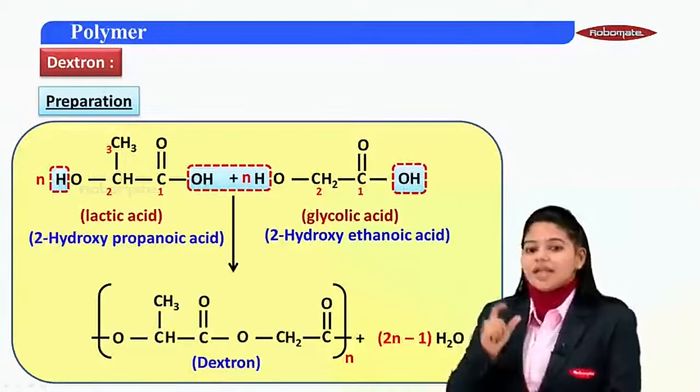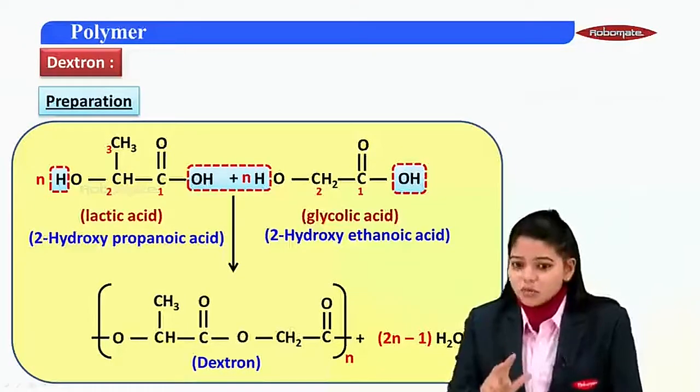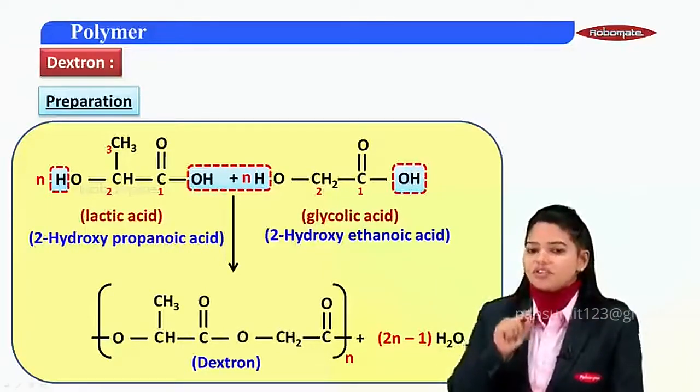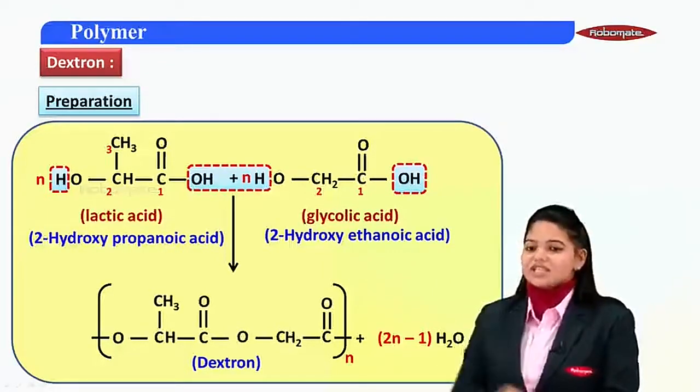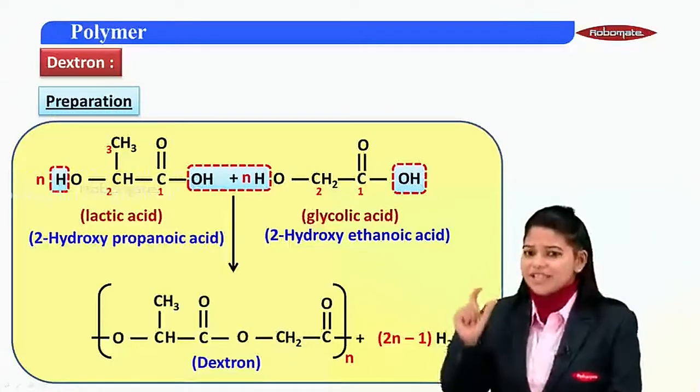If you notice here, the linkage formed between these monomers when they are joined is C double bond O, O, which is an ester linkage. So here we understood Dextron.